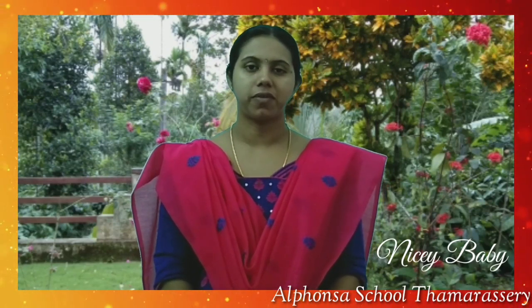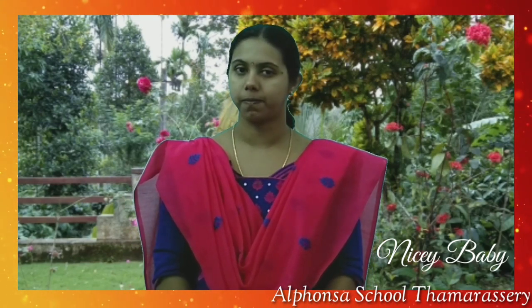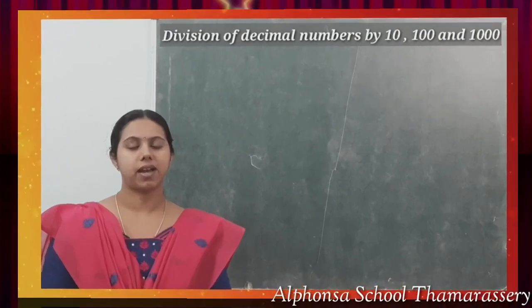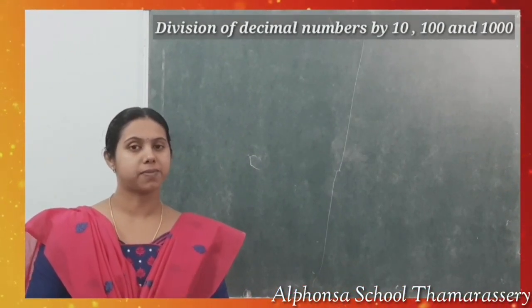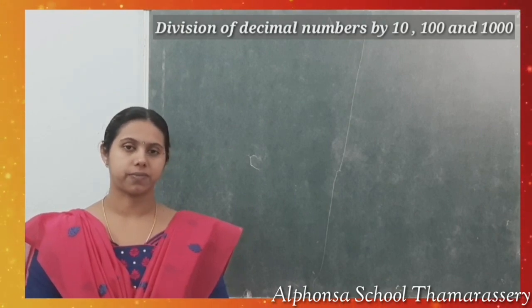In the previous section we have studied the multiplication of decimal numbers: multiplication of a decimal number by 10, 100 and 1000, multiplication of a decimal number by a whole number, and multiplication of a decimal number by another decimal number. In this section we will study the division of decimal numbers. First, we can discuss the division of decimal numbers by 10, 100 and 1000.